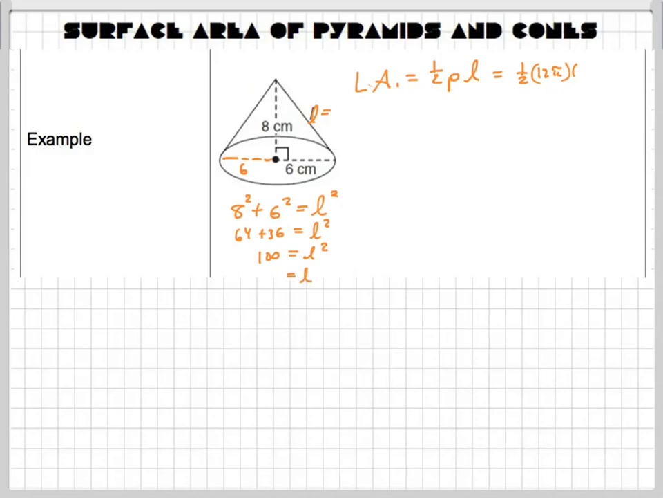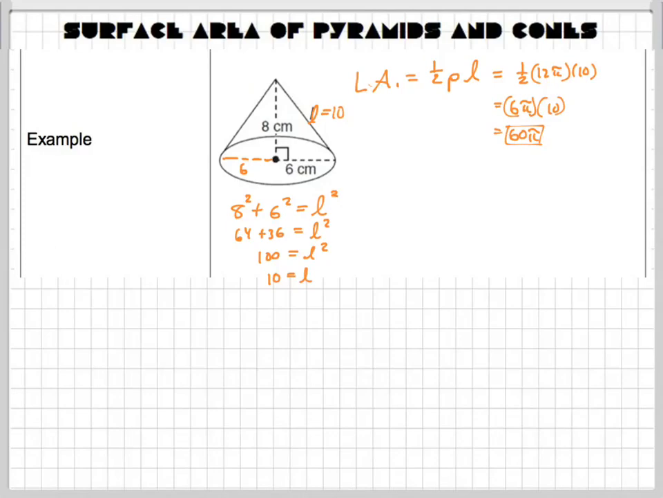Alright. Square root both sides. L equals 10. Oh, that's very nice. So clean and pretty. Then we multiply stuff. What's 1/2 of 12? 6. Yeah, it's 6 pi, and we have to multiply that by 10. And so I multiply those, I get 60 with the pi chilling at the end. That is your lateral area.